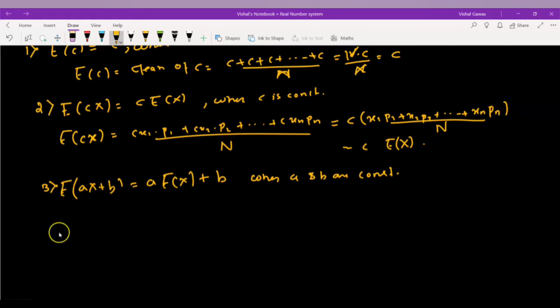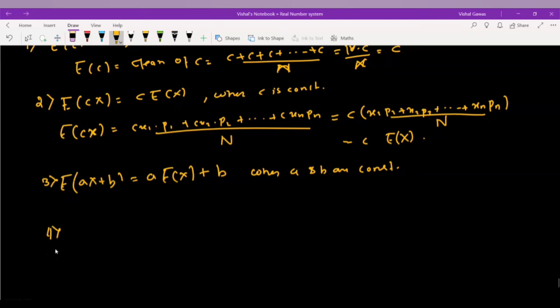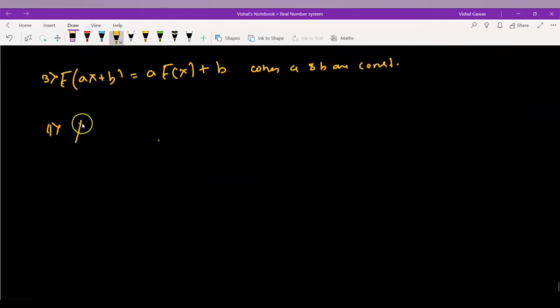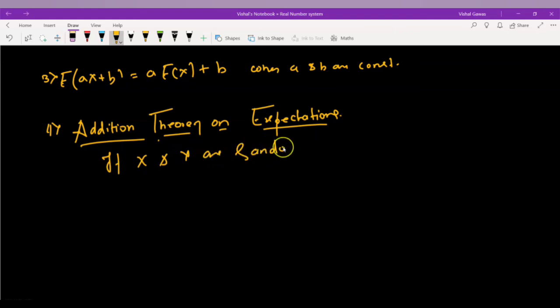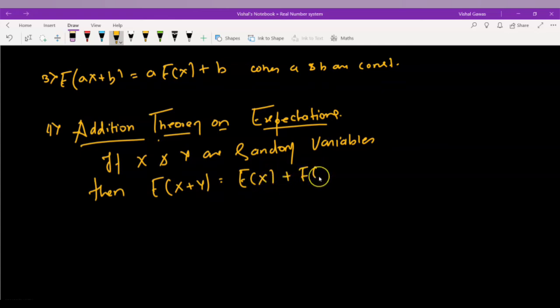Then we'll have the addition theorem, the fourth one: the addition theorem on expectations. What does it say? If x and y are random variables, then the expectation of x plus y is equal to the expectation of x plus the expectation of y.